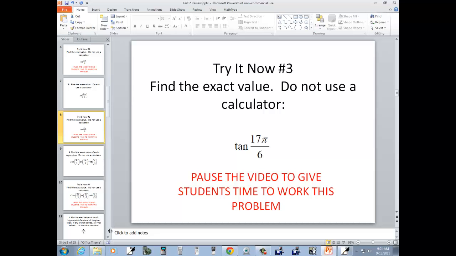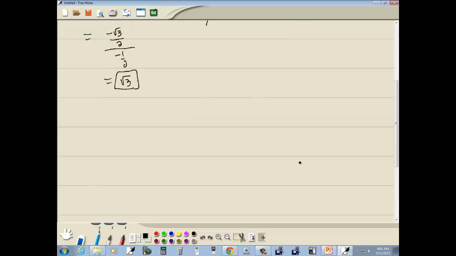So on this problem right here, same instructions. I want to find the exact value. Do not use a calculator. We got tangent 17 pi over 6. At this point, go ahead and pause the video and give students time to work this problem. And then when it appears like they're done, go ahead and unpause the video, and they can see the solution and compare it against their work. Okay. Well, let's take a look at this problem now.